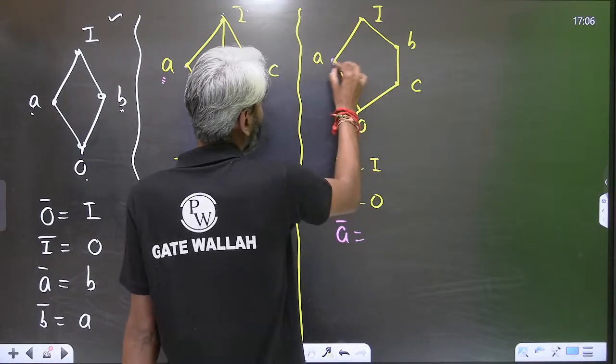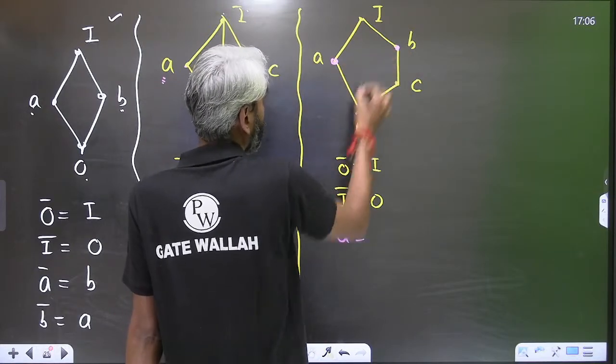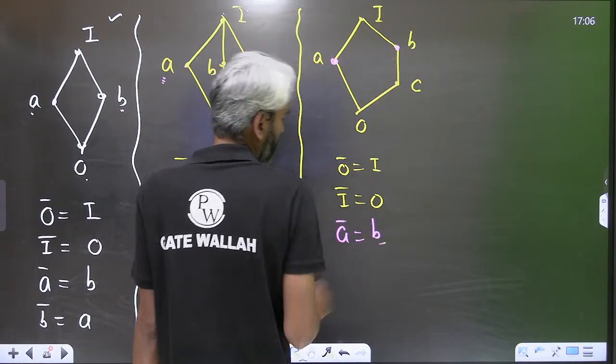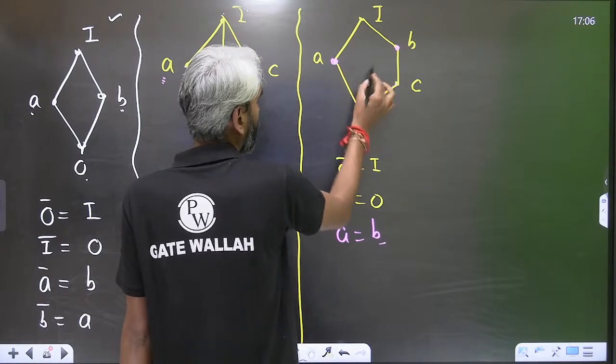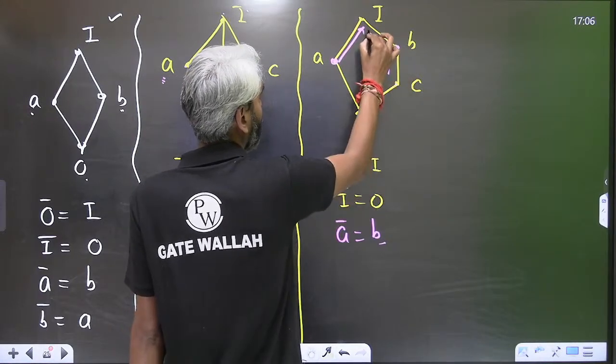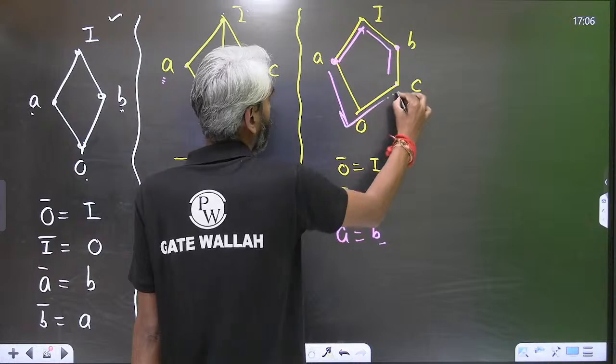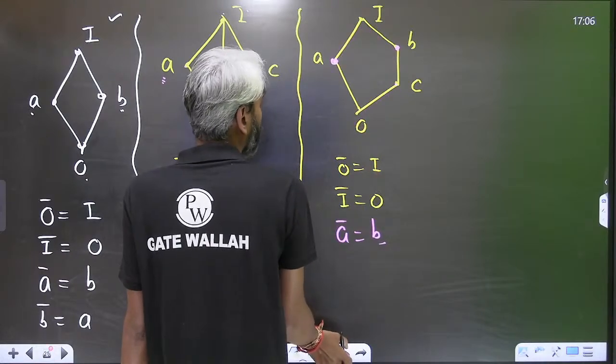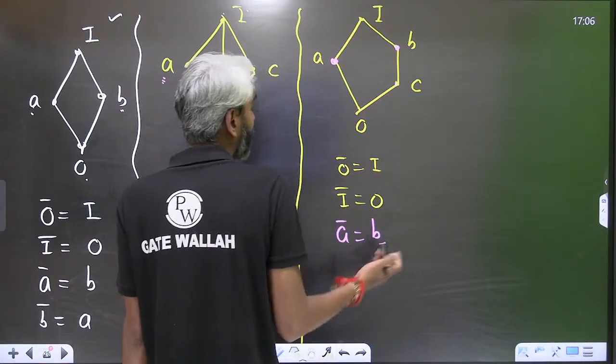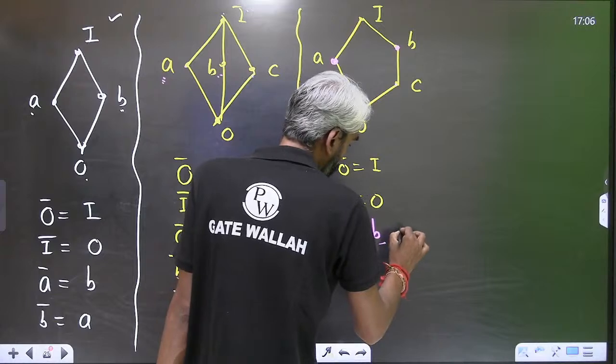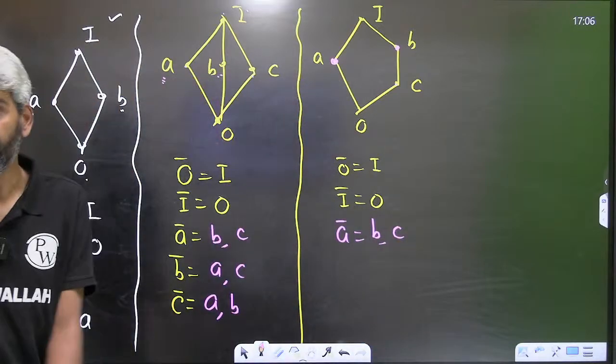Sir, the least upper bound of A and B is I. The greatest lower bound of A and B is O. Therefore, B is one complement. The least upper bound. Sir, where do they join each other at the upper side? Sir, at I. Where do they meet each other at the lower side? Sir, at O. So, the least upper bound of A and C is I. The greatest lower bound of A and C is O. Therefore, C is also the complement of A.